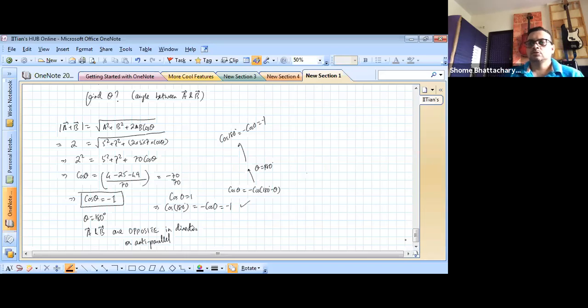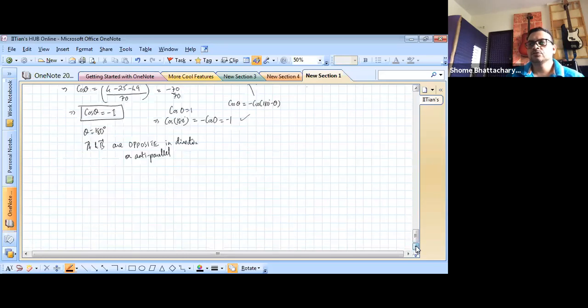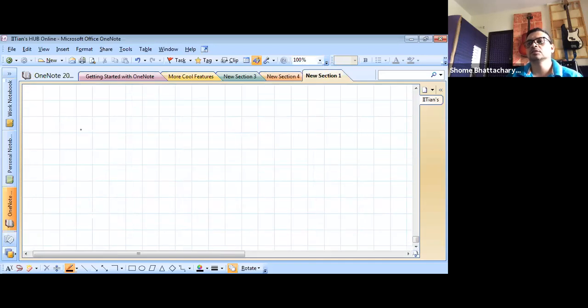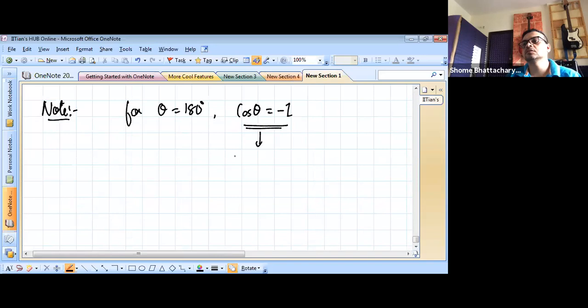Through this example, we actually learn another important property of vector addition, and that is the minimum value of A plus B. From this we understand that for theta equal to 180 degrees, cos theta equal to minus 1. So this is the minimum possible value.